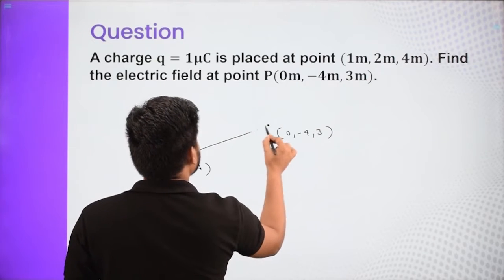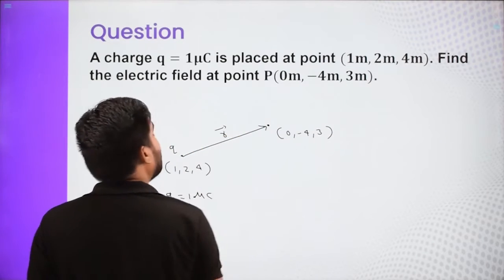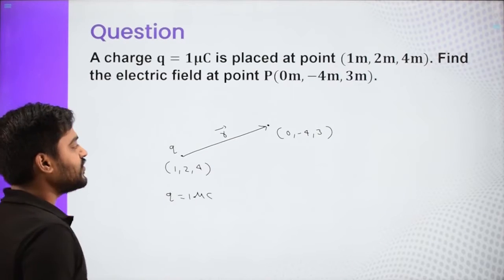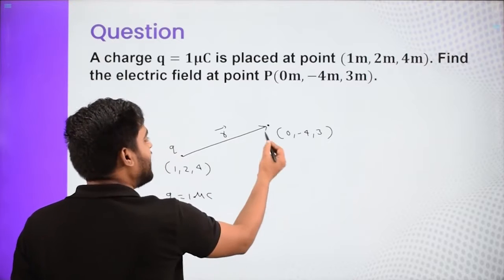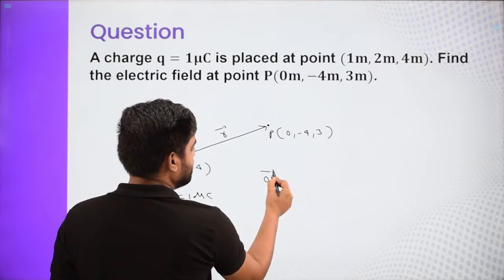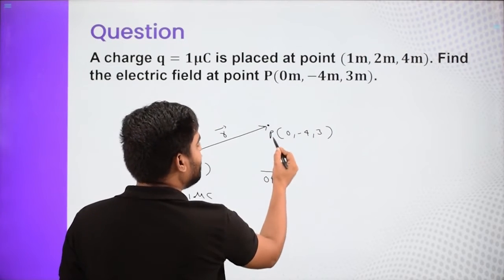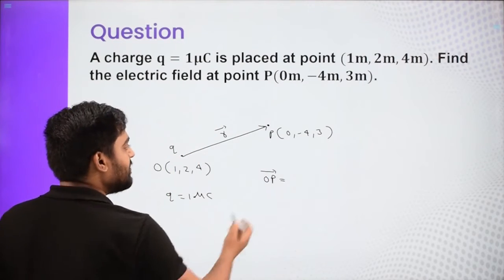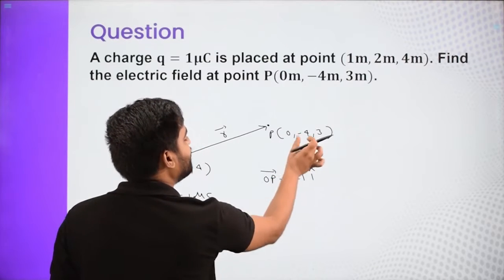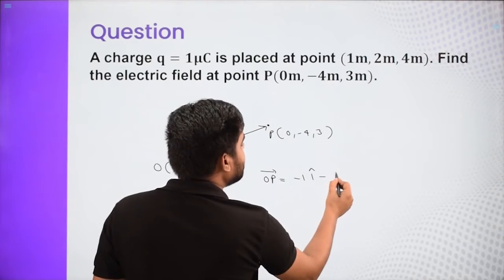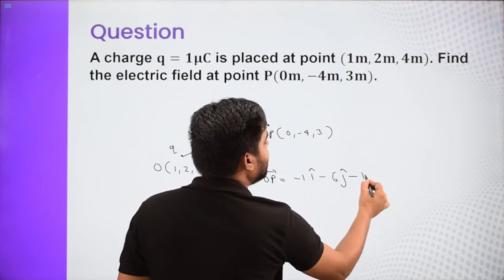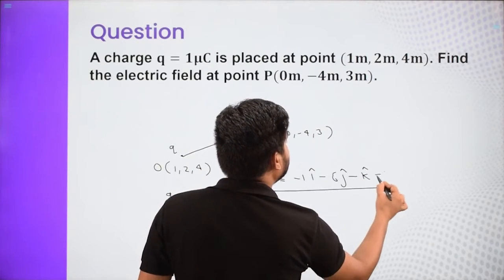So this is my R vector, and I need both the magnitude of R vector and R cap. So first I am finding this R vector. How do you find the position vector of P? Let us call it A. My OP vector is nothing but the position vector of P minus the position vector of O. So I am going to do 0 minus 1, that is minus 1 I cap, minus 4 minus 2, that is minus 6 J cap, 3 minus 4, that is minus 1 K cap. So this is my R vector.